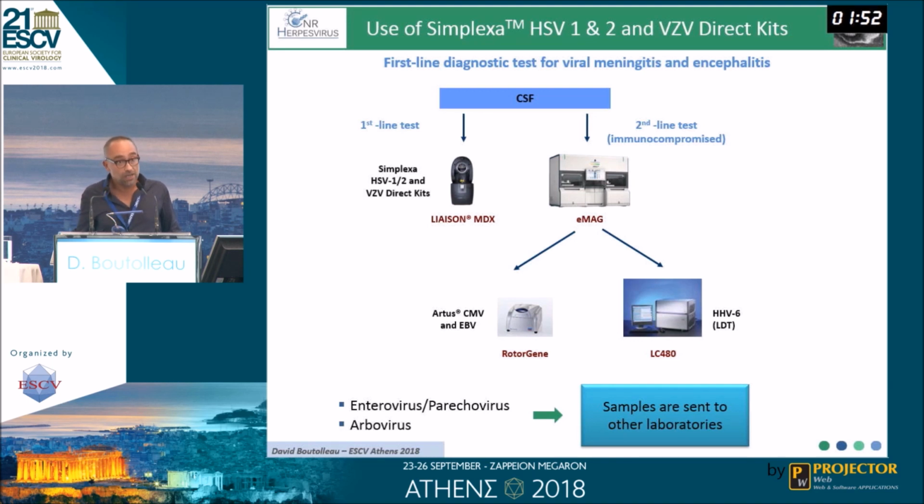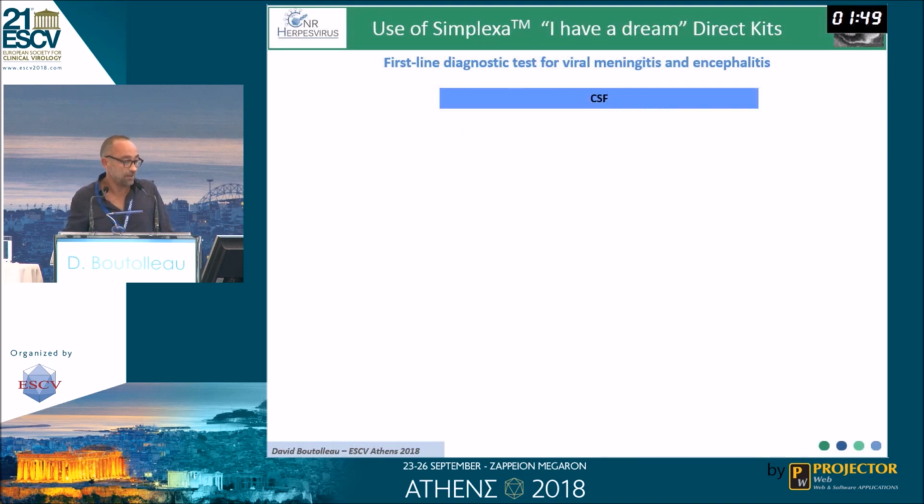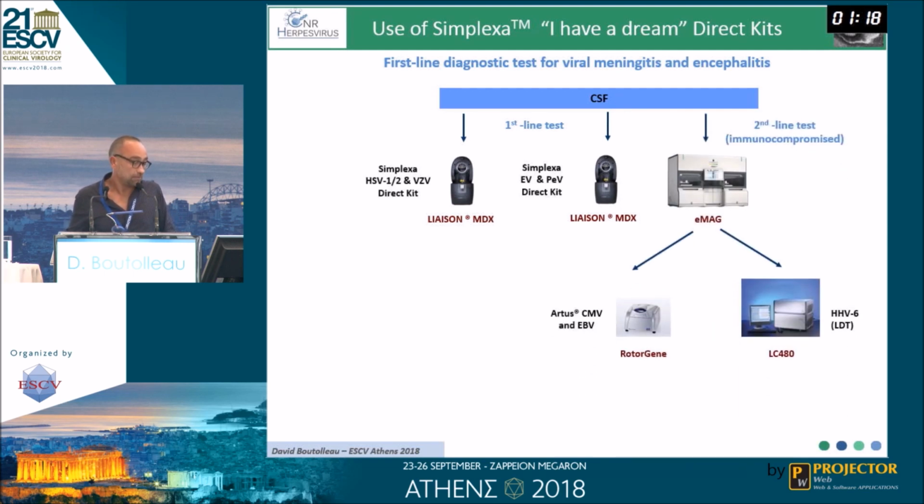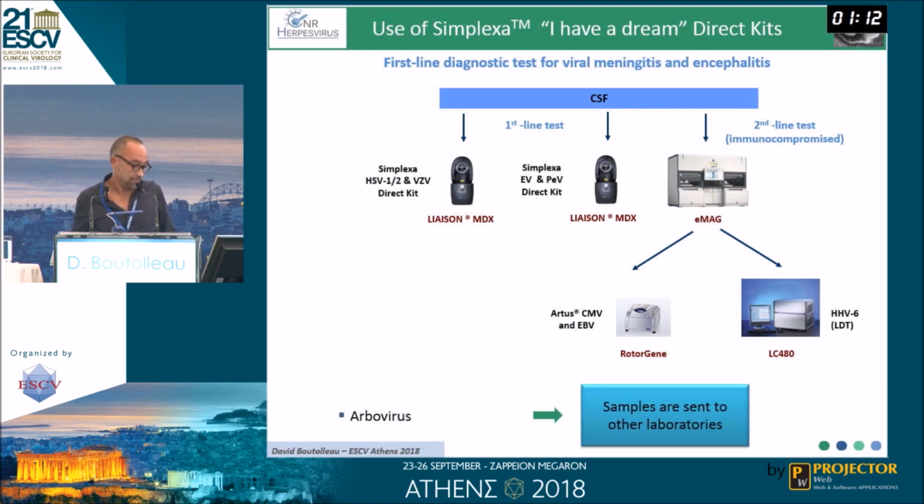But what we would like, what we expect, is to get an enterovirus and parechovirus kit on this machine, so that we could perform as a first-line test HSV 1 and 2 and VZV PCR, maybe in the same multiplex PCR, and then another one for the enterovirus and parechovirus test. So that as a first-line test, we could test the 4 viruses that are responsible for meningitis or encephalitis in adults according to the different studies. And then, if the results are negative, according to the context, we can perform the other opportunistic viruses, and of course, we will send arbovirus tests to another laboratory.